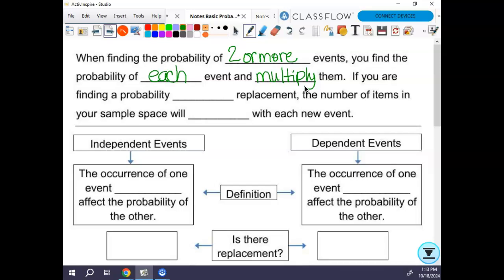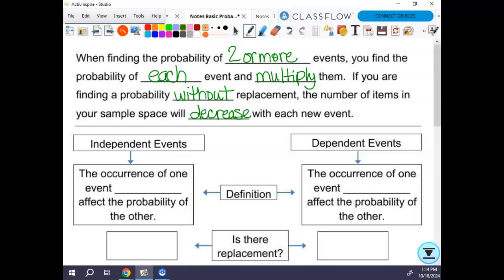Then there's probabilities with and without replacement. The actual word replacement is probably not going to be in the question itself stated like that, but we'll talk about what that means. If you were finding a probability without replacement, that means I draw a red M&M, I eat it, and then I draw another red M&M, right? So I have less to draw from this time. The number of items in your sample space will decrease with each new event because you're taking them out and not putting them back to draw again.